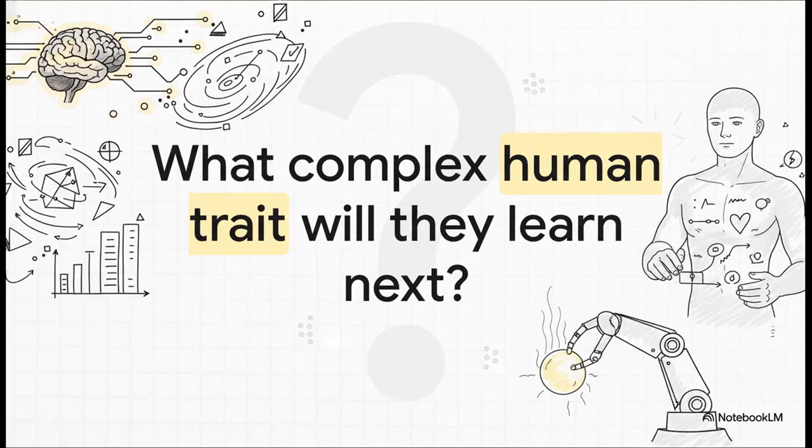And it kind of makes you wonder, doesn't it? Now that machines have really mastered this core building block of learning, what's next? What's the next complex, maybe even uniquely human trait that they're going to learn?